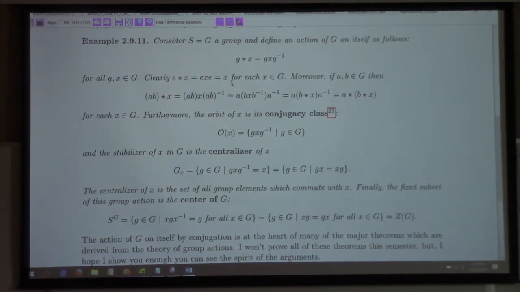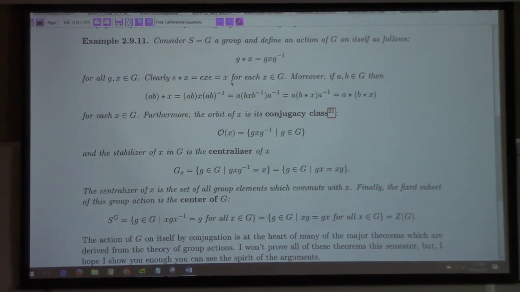The stabilizer, the centralizer of x, is what? I'm saying the stabilizer is the centralizer, because if under conjugation you go back to x again, that's the same as saying gx is equal to xg, right? And we also called this what? The normalizer of x last class, right? And then what's the fixed subset with respect to this group action? That's exactly the center.